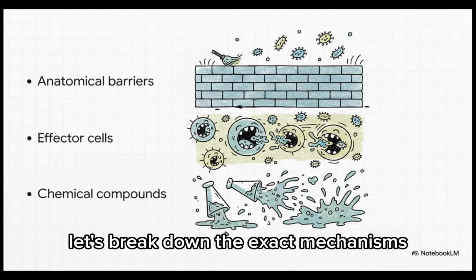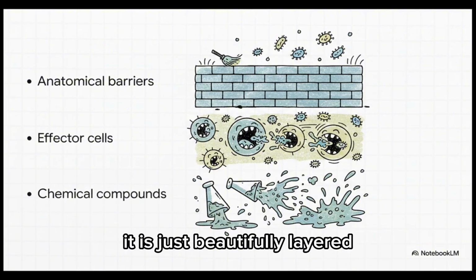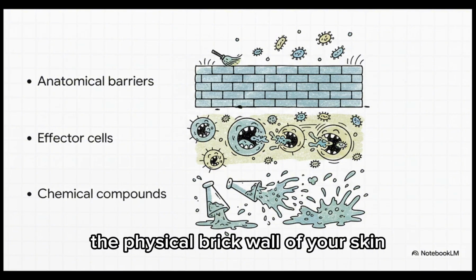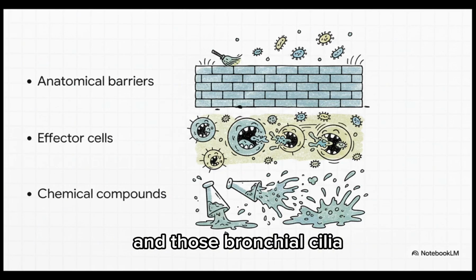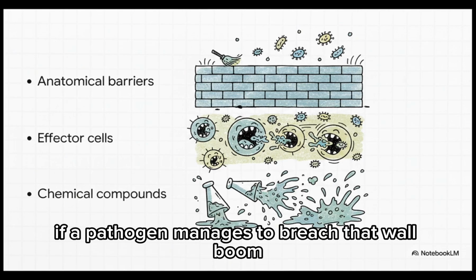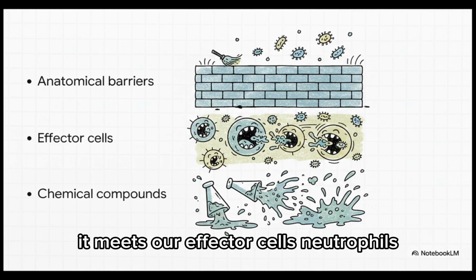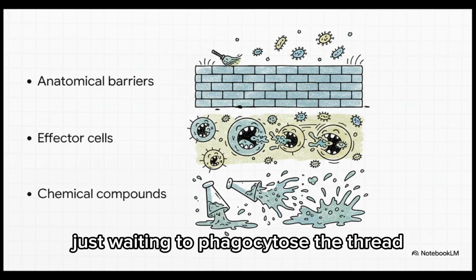Let's break down the exact mechanisms executing that innate first-line defense. It is just beautifully layered. We start with anatomical barriers, the physical brick wall of your skin, the tight junctions in your mucosa, and those bronchial cilia literally sweeping away invaders. If a pathogen manages to breach that wall, boom, it meets our effector cells, neutrophils, macrophages, and natural killer cells just waiting to phagocytose the threat.